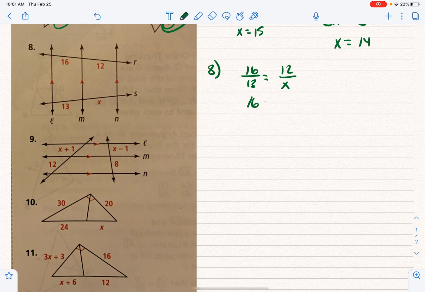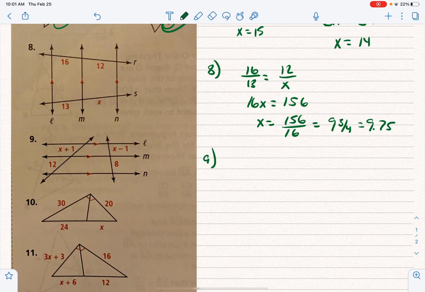You cross multiply, and you get that 16x is equal to, what's 12 times 13? 156. Okay, and 156, 16 doesn't go into that evenly. But I know it does reduce a bunch. There we go. Yeah, so you get 9 3/4 or 9.75, whatever you want to do.